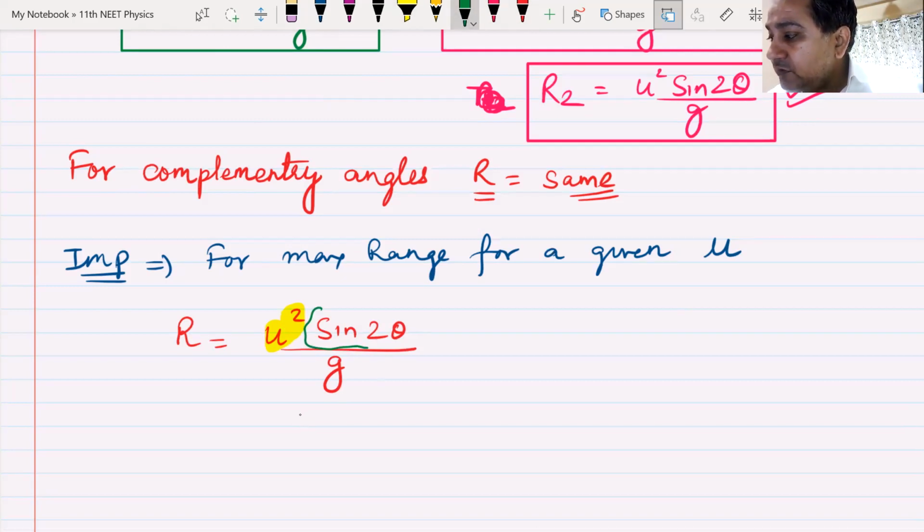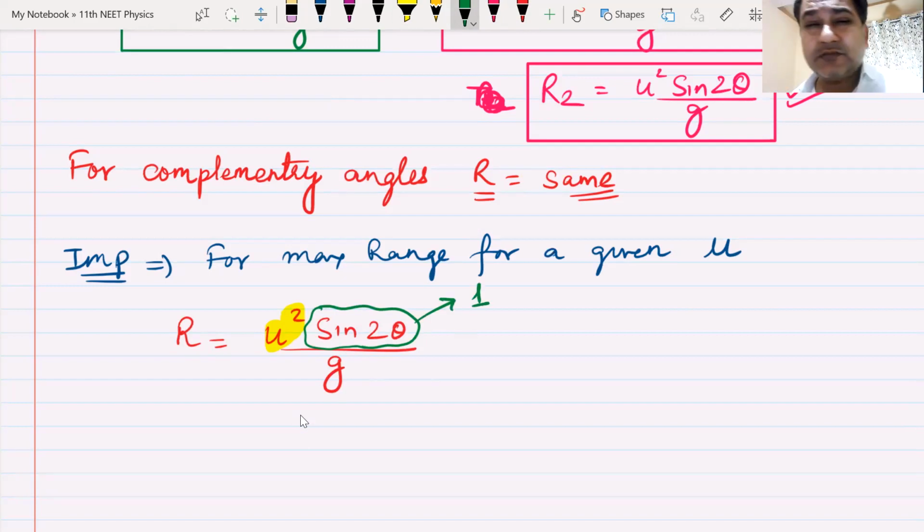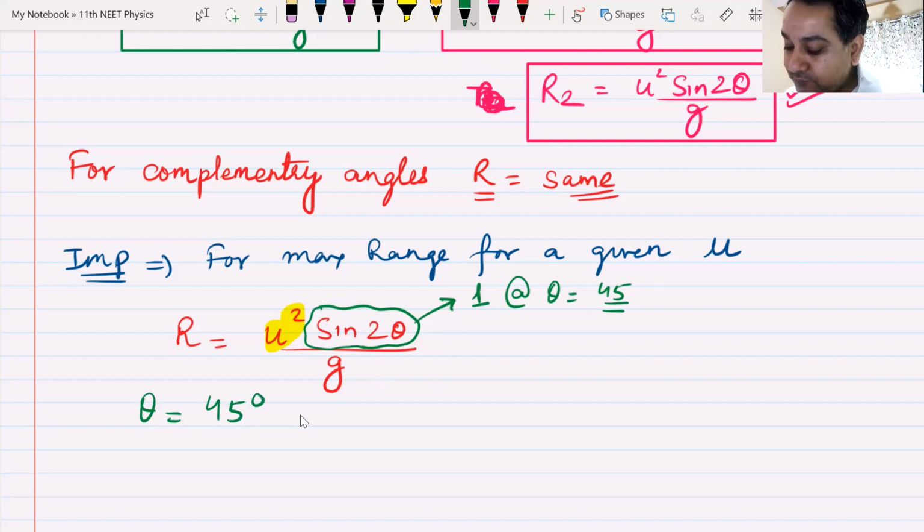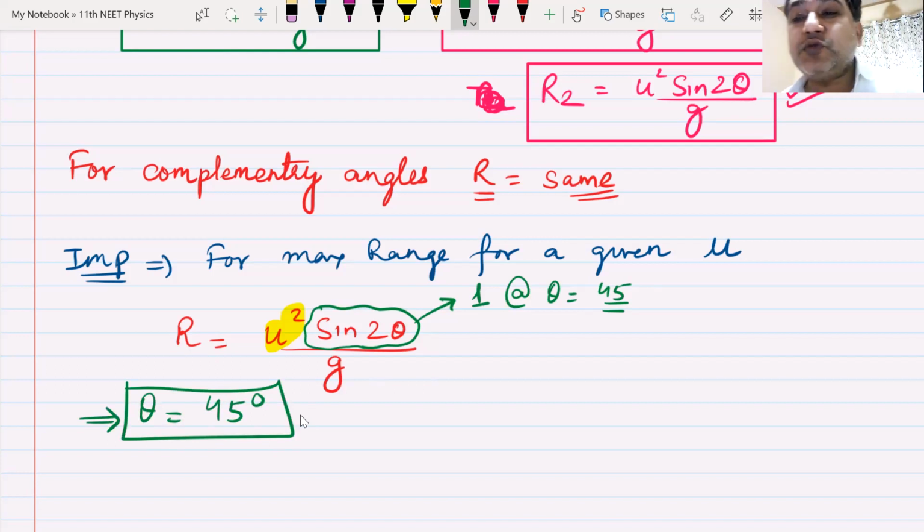the value of sine 2 theta must be maximum. And the maximum value of sine 2 theta is 1. And it happens at theta value 45. Because when theta is 45, sine of 2 times 45 becomes sine of 90, and you have maximum range. That means for maximum range, the angle of projection must be equal to 45 degrees.